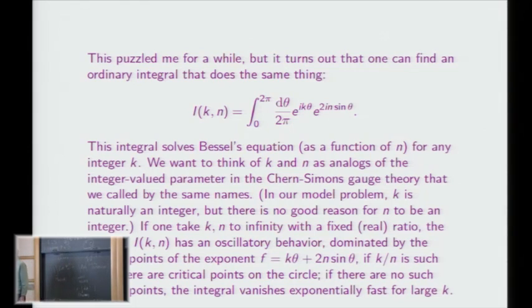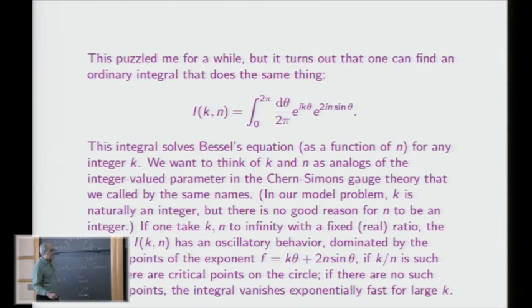So that integral solves Bessel's equation as a function of n for any integer k. We want to think of k and n as analogs of the integer-valued parameters in Chern-Simons theory that we called by the same name. So in our model problem, k is naturally an integer, but there's no reason for n to be an integer. So the analogy isn't perfect, but it's good enough.